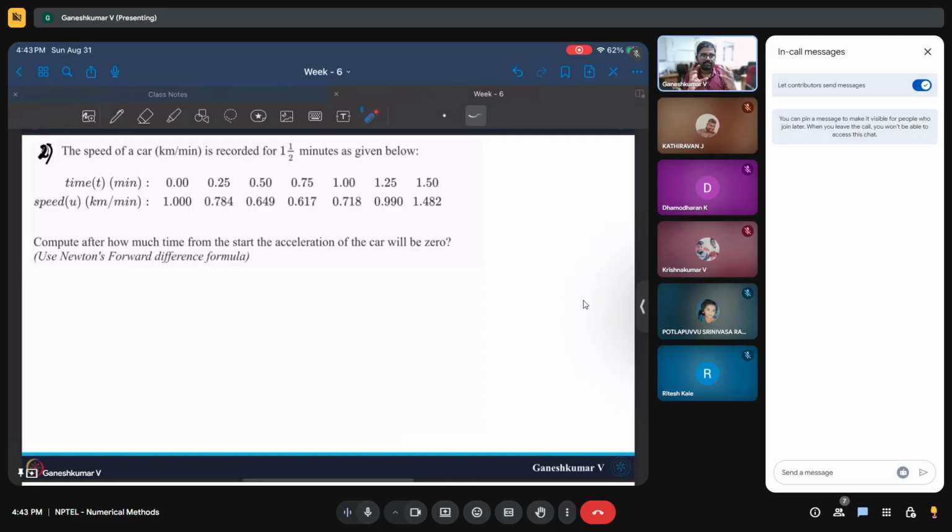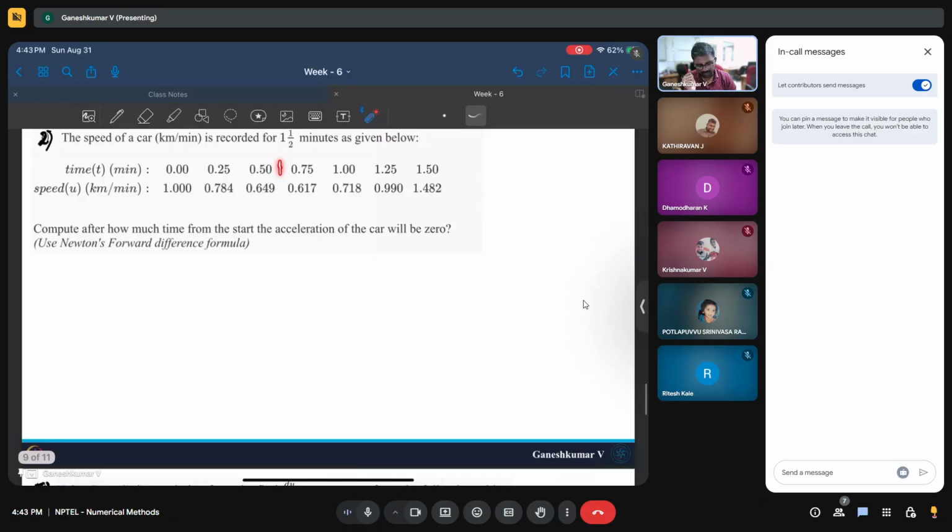At one point the acceleration will become 0, and we were asked to find what that time is. Somewhere over these times, the acceleration becomes 0, one of these times or somewhere between them. We were asked to use Newton's forward difference formula, and we all know what acceleration is.